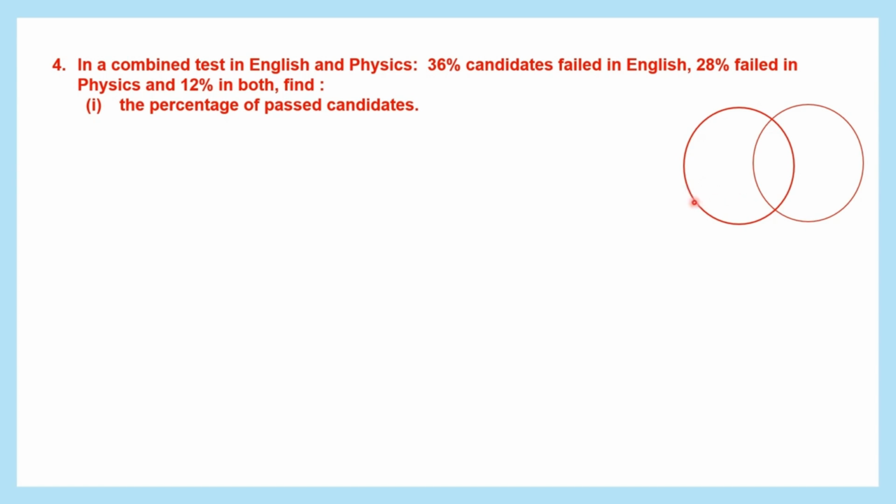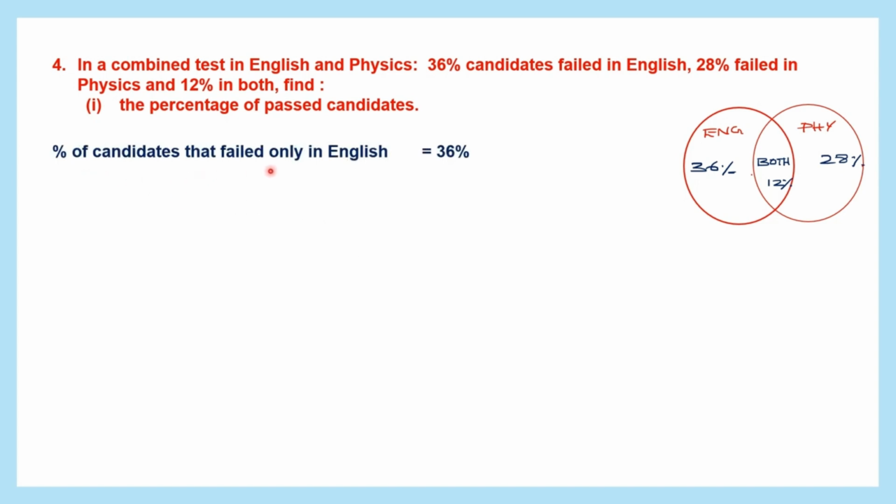So here we're going to take this as English and this as physics. So here we have the number of those who failed in English, number who failed in physics and the number who failed in both. Okay, so here when we're talking about both, we're including this whole thing here. Okay, including physics, including English. So now let's write this down. Percentage of candidates that failed only in English. Now only this much have failed only in English, isn't it?